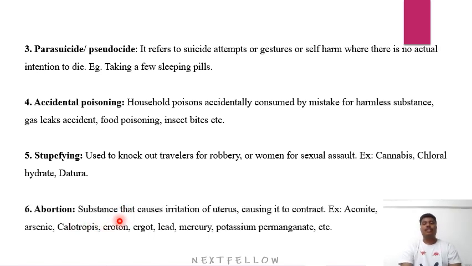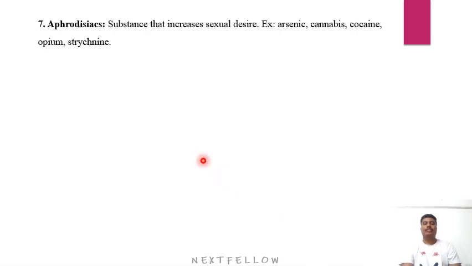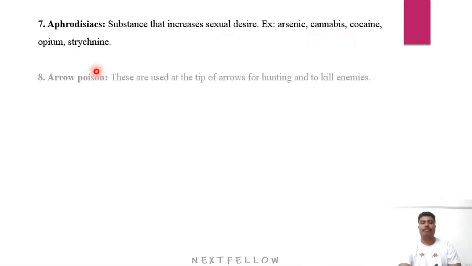Abortion: substances that cause irritation of the uterus, causing it to contract. Examples of these are aconite, arsenic, calotropis, croton, ergot, lead, mercury, potassium permanganate, etc. Aphrodisiacs: substances that increase sexual desire. For example, arsenic, cannabis, cocaine, opium, strychnine.